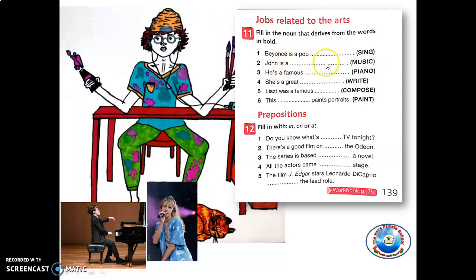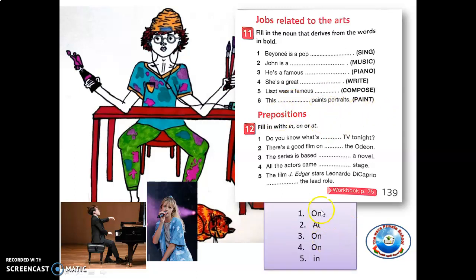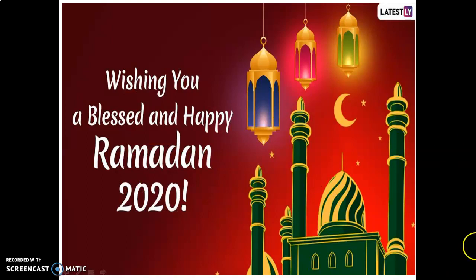John is a musician. He's a famous pianist. She's a great writer. Liz was a famous composer. A composer is someone who writes music and puts it into notes. And then this painter paints portraits. And prepositions, we have on, at, on, in. But please write them in small o, small a. Do you know what's on TV tonight? So, on. So that's it for this lesson.